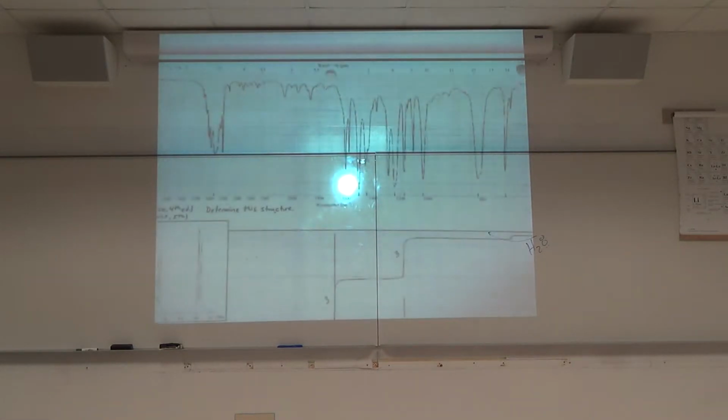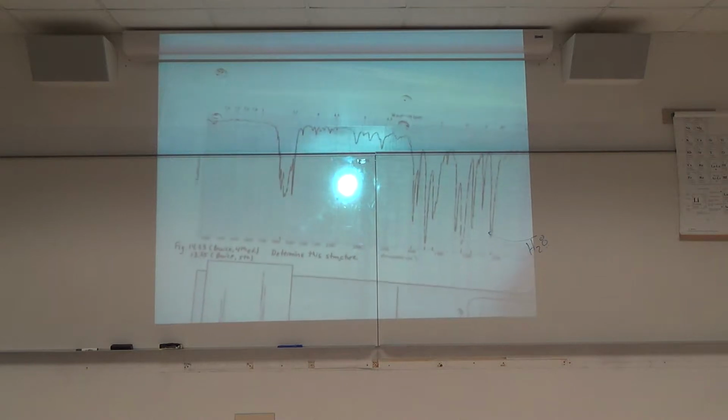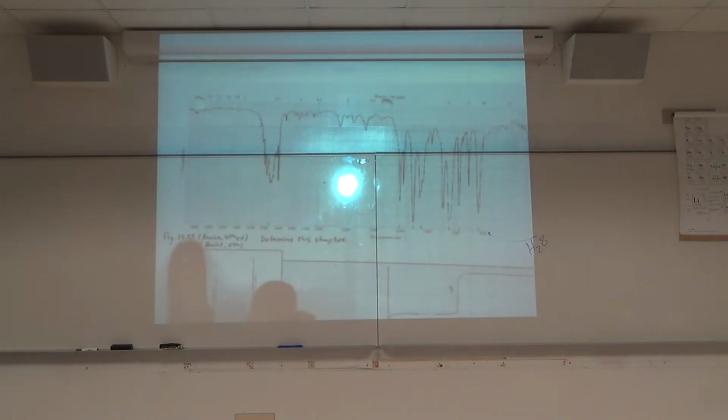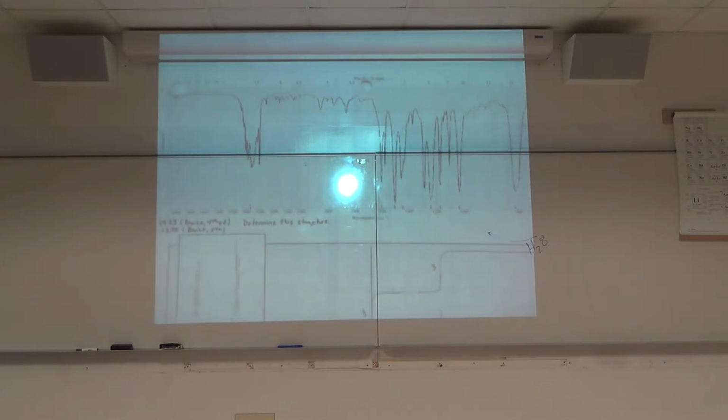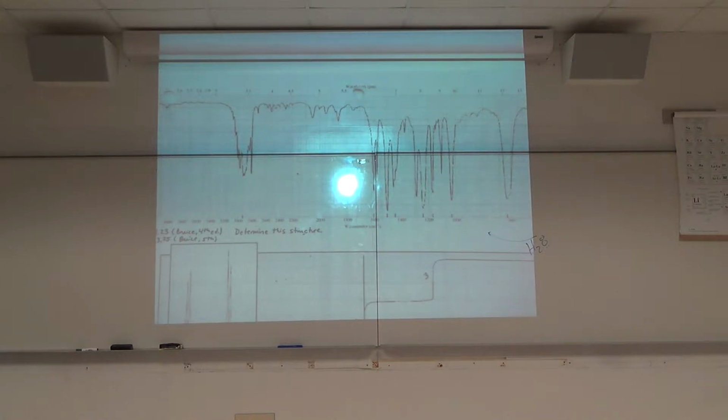Let's look at NMR a little bit. Let's look at one more of these. It's figure 14.23 here. Is that in the NMR packet? It's where we left off. We did 2 of these HNMRs.